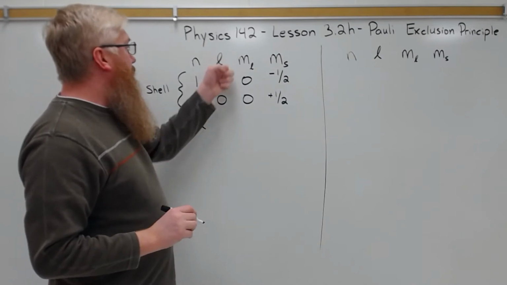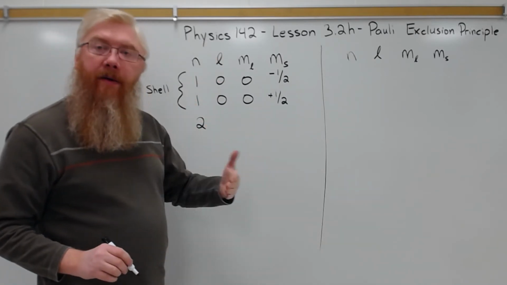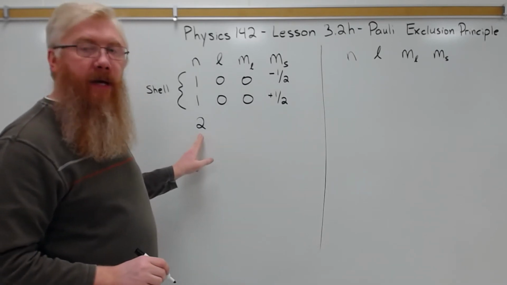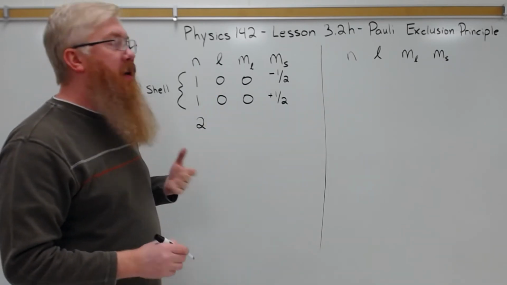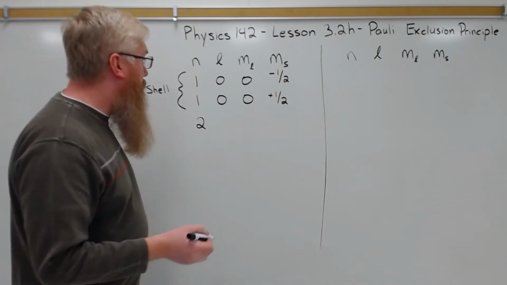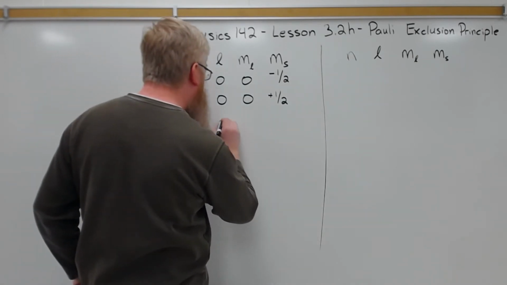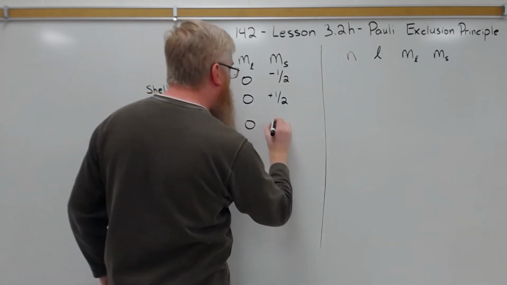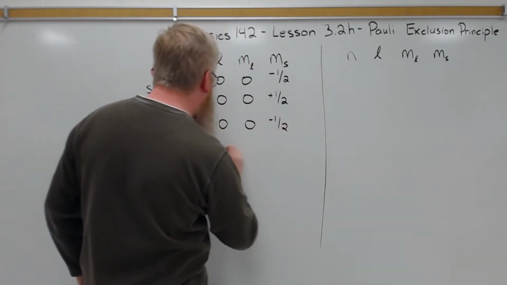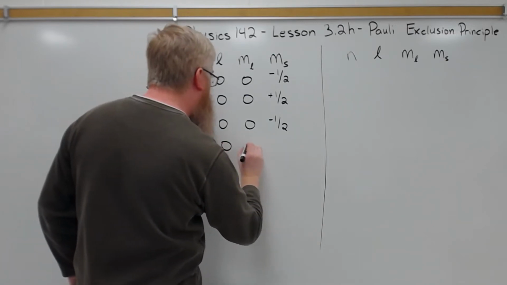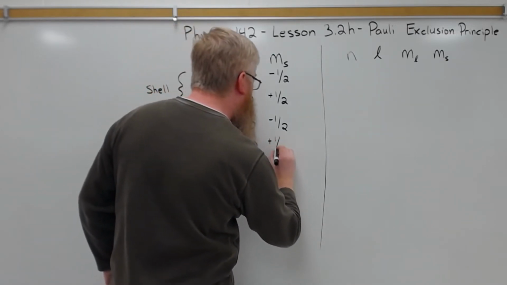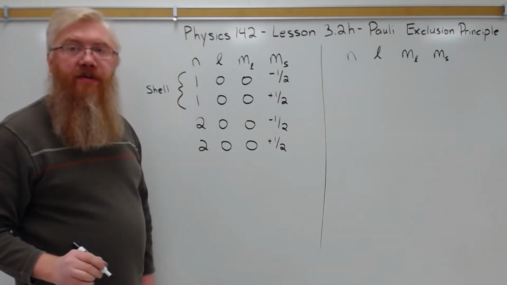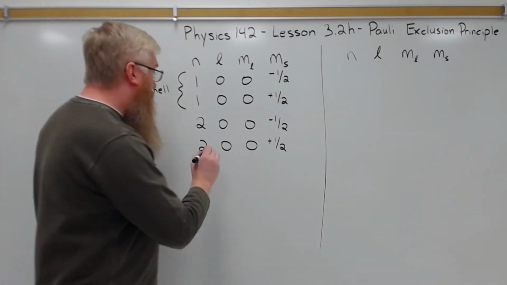Well, when n equals 2, L can be 0 or 1, right? L goes from 0 to n minus 1. n is 2, 2 minus 1 is 1, so L can go from 0 or 1. I'll start with 0. You can see that if L is 0, M sub L is 0, and then I'm going to do the minus 1/2, and I can do the same thing, same coordinates now, we have plus 1/2. I'm done with L equals 0. But L can be 1.